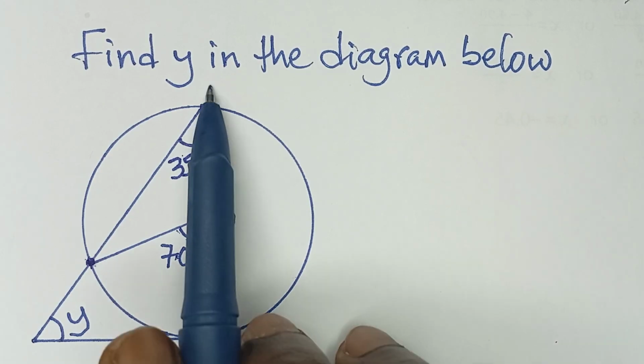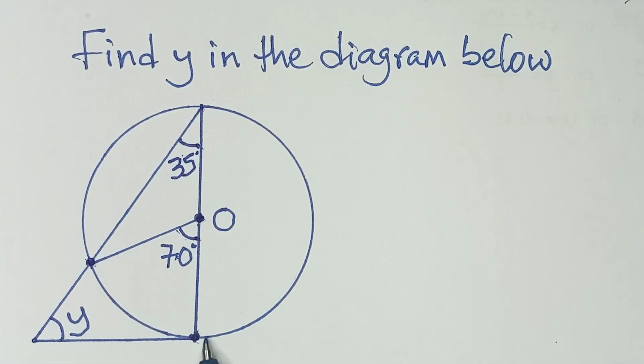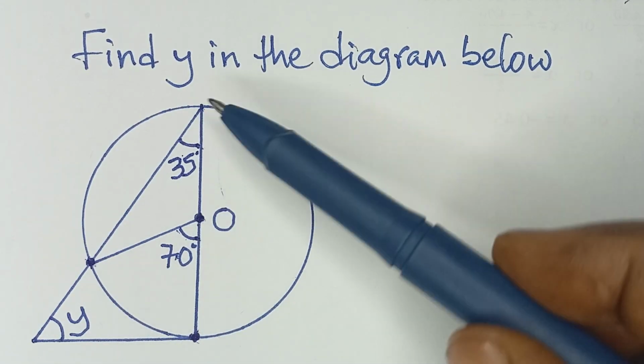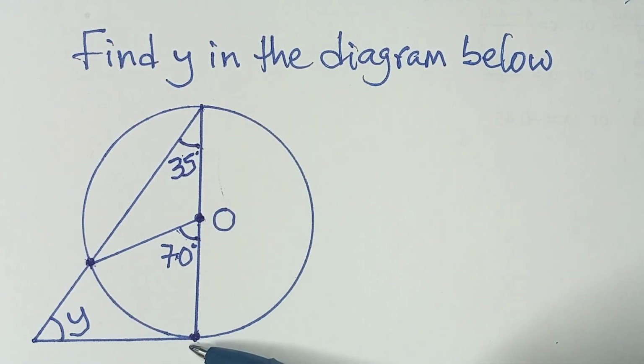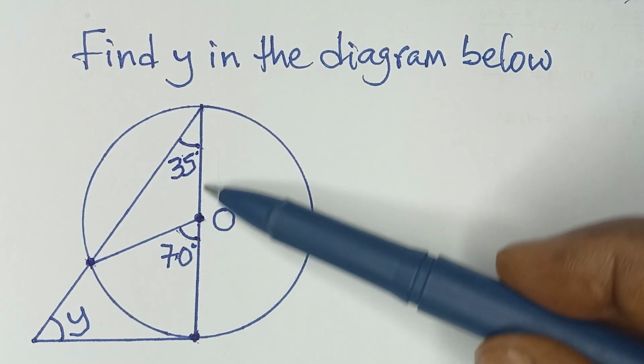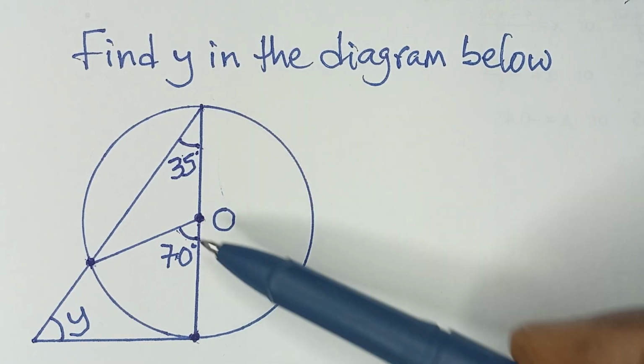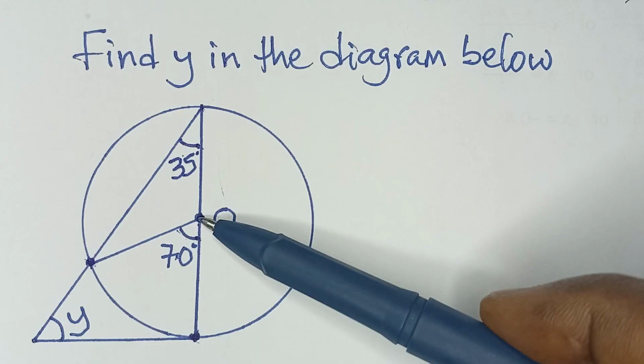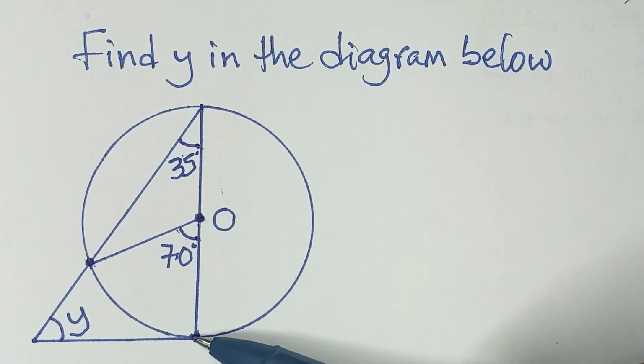So now look at this full triangle. If you look at this full triangle, you see that this is a diameter. That is, a straight line passing through the center of a circle is a diameter, which also means that from this point to this place is a radius.